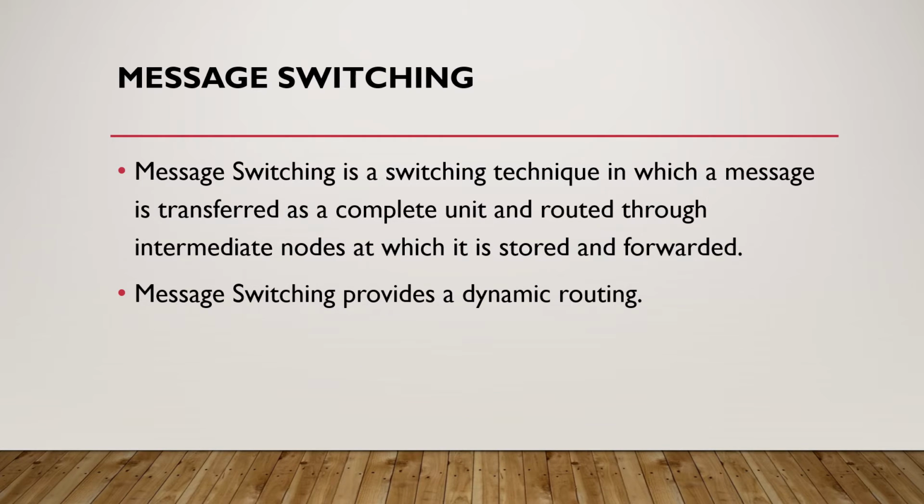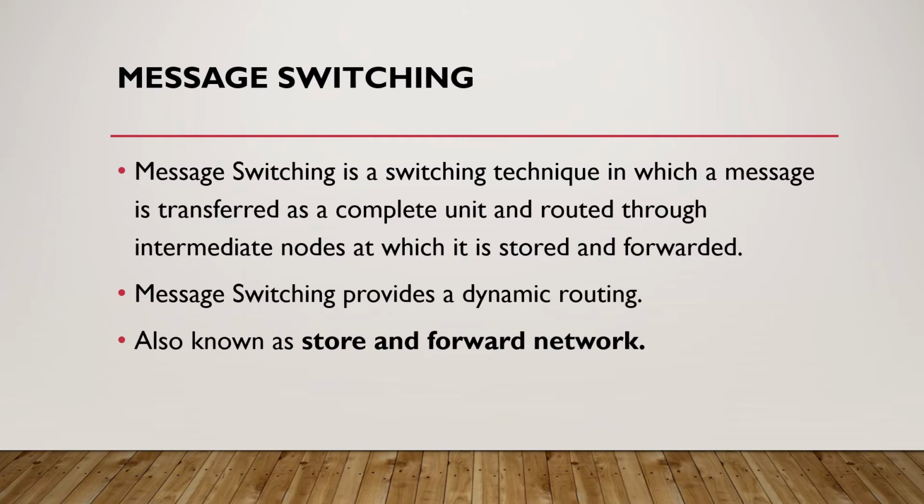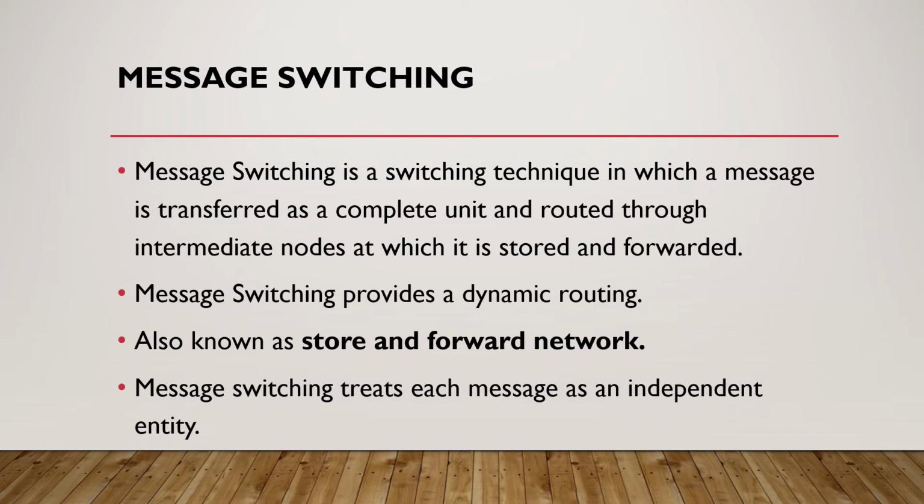The destination address is appended to the message. Message switching provides dynamic routing, as the message is routed through the intermediate nodes based on information available in the message. Message switches are programmed in such a way that they can provide more efficient routes. Each and every node stores the entire message and then forwards it to the next node. So this type of network is also known as a store and forward network. Message switching treats each message as an independent entity, so each message can follow a different path.